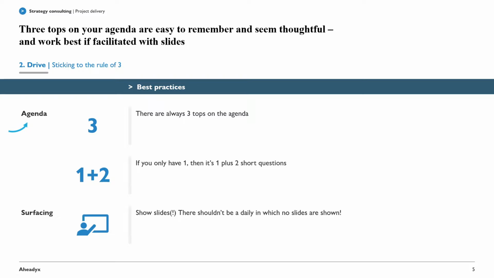Second, we got drive, so sticking to the rule of 3. So on your agenda for the daily, there should always be 3 topics. And if you actually only got 1, then just come up with 2 more. So this can also be just short questions, but just make it 3. It should always be 3 because it always worked like this, so just make it 3. In terms of surfacing, show slides. There shouldn't be a daily in which no slides are shown, just show them. It kind of adds to your impression of a proper strategy consultant that charges several $1000s a day. It's just the way it's supposed to be.